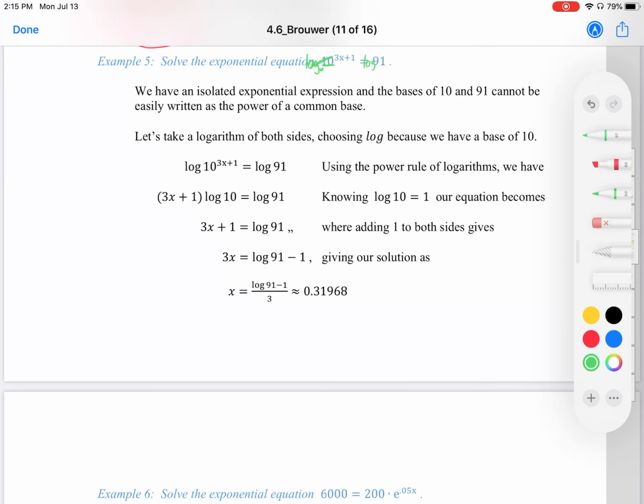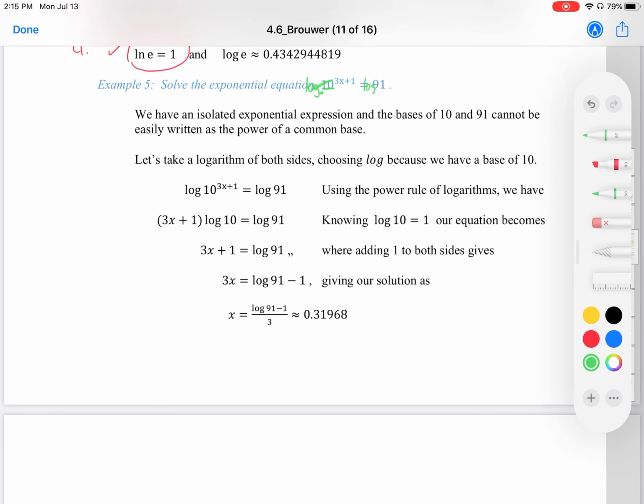We have isolated the exponential expression and the bases 10 and 91 cannot be easily written as a power of a common base. Let's take the logarithm of both sides, choosing log because we have a base of 10. So that's why we're choosing log versus ln. If given an option between the two, we reserve ln for when we have e's. But we can always use them interchangeably. Once we punch into our calculator, we'll get the same answer.